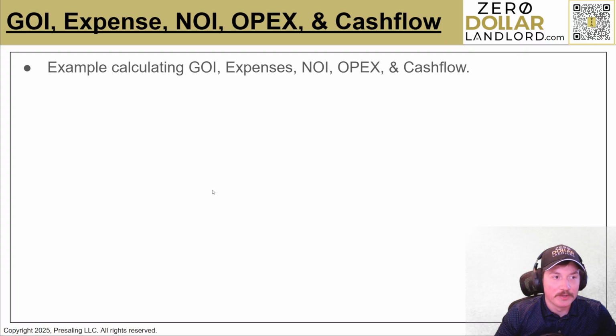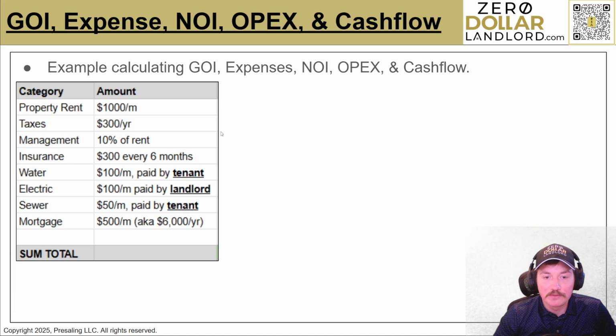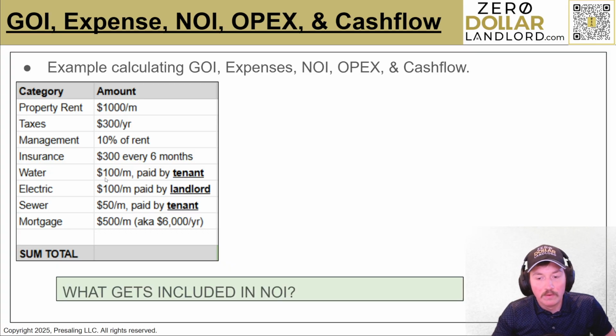All right. Here's what else we got. So here's an example where we're going to be calculating everything out. So if we have the following here, property rents, 1,000, taxes, 300, etc. You can read the slide. What is included in NOI? I'm going to open up to the crowd here. Bueller, anybody? What's on the slide here, man?